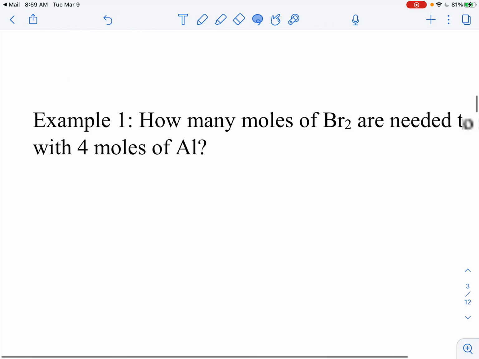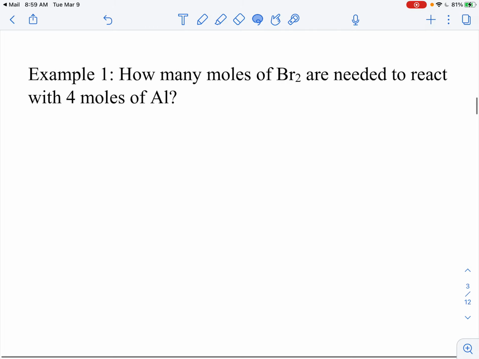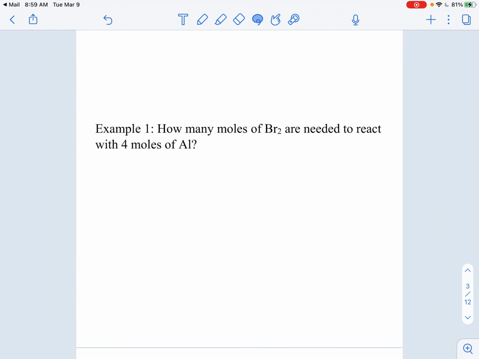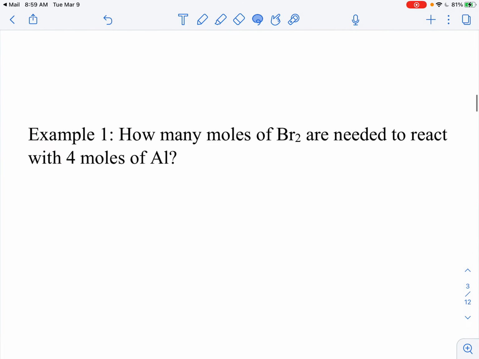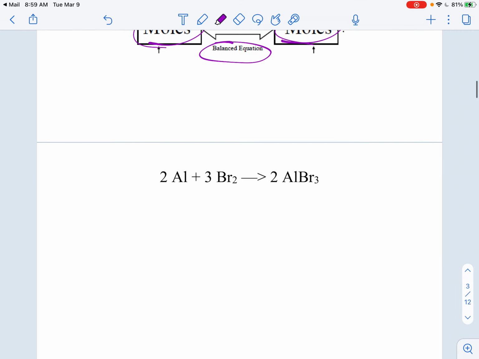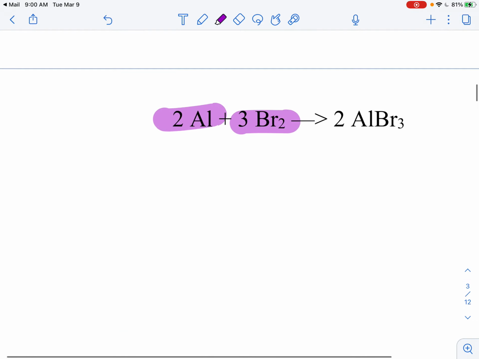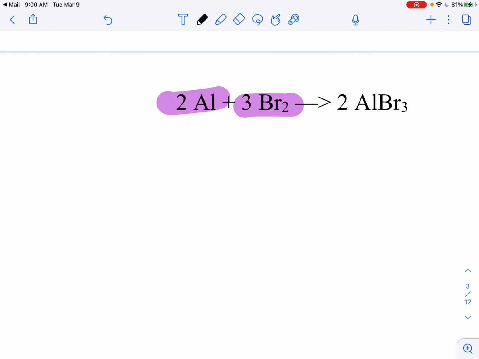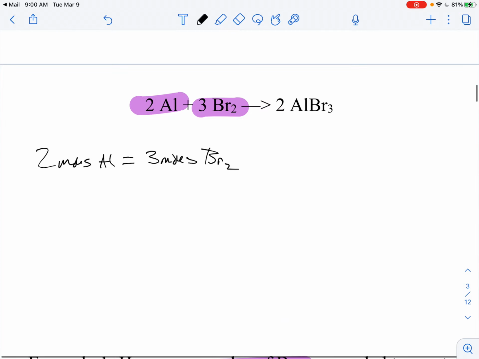So let's just say that this says, how many moles of bromine are needed to react with 4 moles of aluminum? So what do I want? I want moles of bromine and moles of aluminum. So I care about this and I care about this. So if those are the 2 things that I care about, then I'm going to write 2 moles of aluminum equals 3 moles of bromine. That is an equation that I will then get to write.